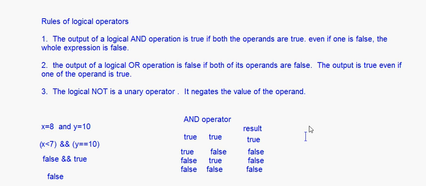You can also put it like this: 1 and 1, the result is 1. 1 and 0, the result is 0. 0 and 1, the result is 0, and 0 and 0, the result is 0, right? So this is basically what we have seen here. Both of them should be true so that the result is true. If one is false, the result will be false.